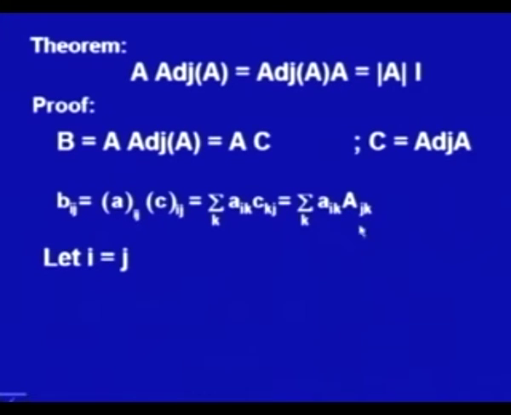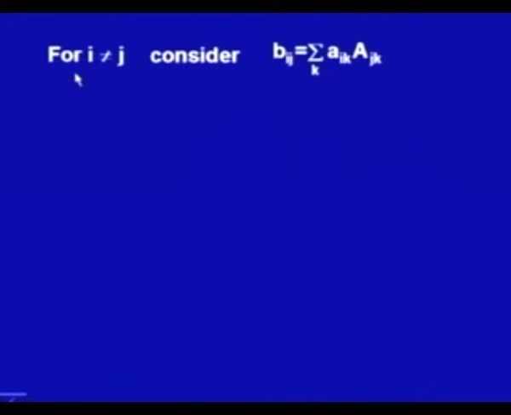Now, to compute this, let us consider a case when i is equal to j. When we consider i is equal to j, then Bij is equal to summation over k Aik Ajk, because j is equal to i, and we have already proved that this is nothing but determinant of A. So, when i is equal to j, Bij is nothing but determinant of A, and this is true for all values of i from 1 to n. But what happens when i is not equal to j? To prove this result, let us consider Bij is equal to Aik, Ajk summed over k.